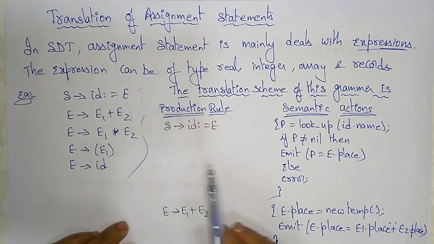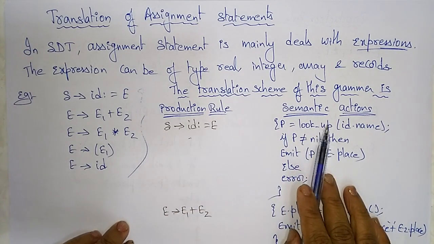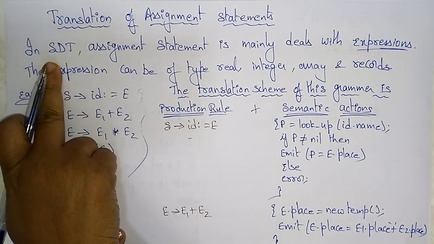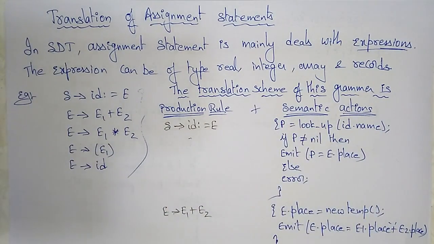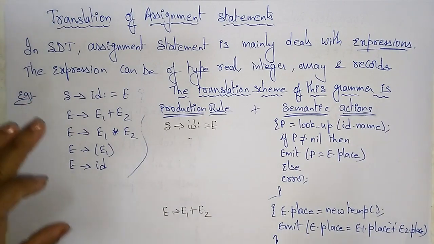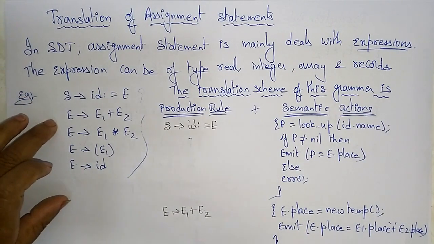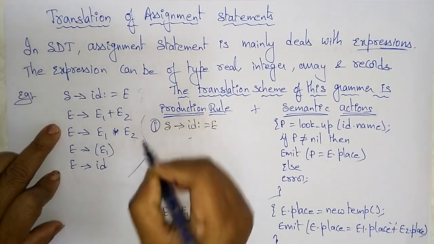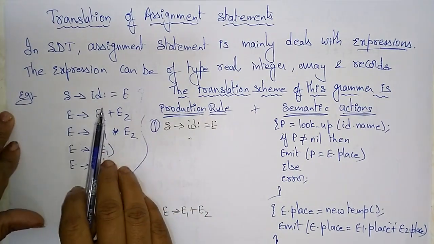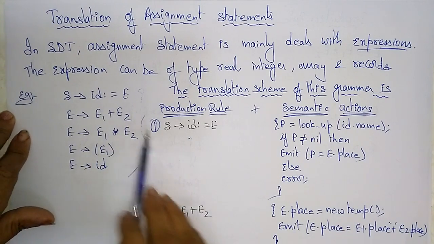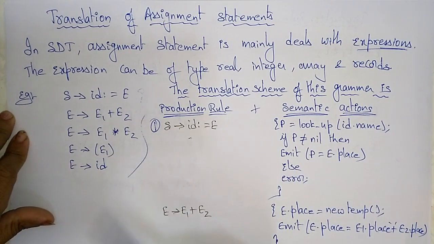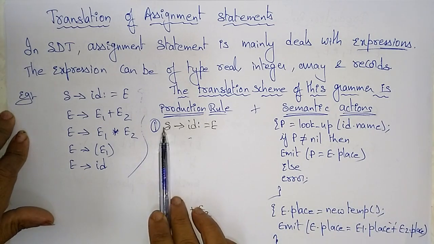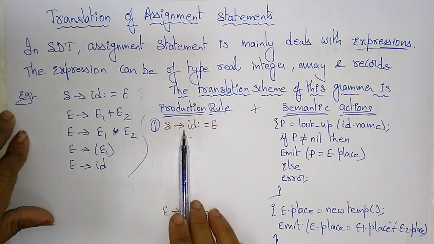The production rules and the semantic actions combined are called the syntax directed translation. That we already know. So let's see what the translation schema for this grammar is, and how you are going to write it. Let's take the first production: S determines id equal to E. For this production, what is the action that has to be taken?